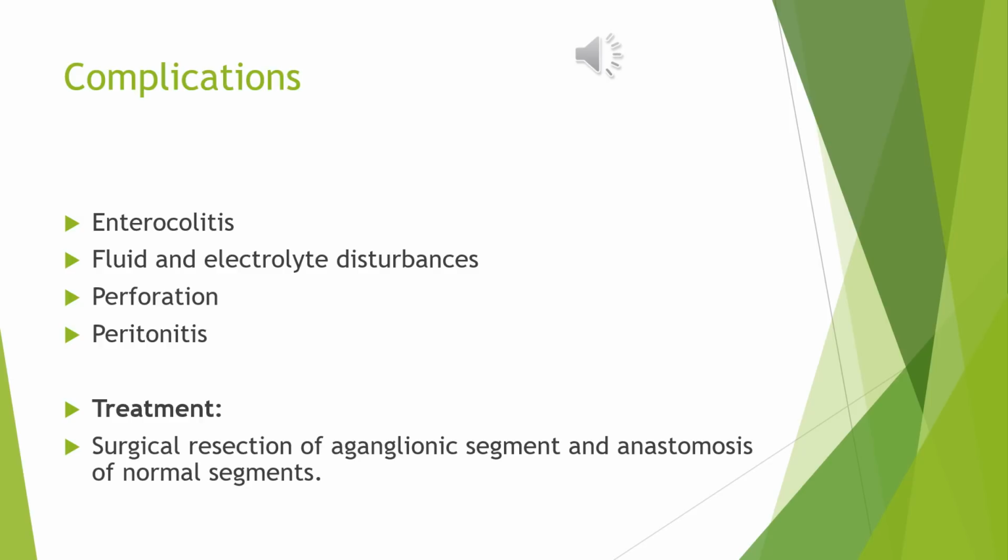The dilated megacolon is under the risk for perforation and peritonitis. The treatment, as I said, is resection of the aganglionic segment after being sure of the diagnosis, and anastomosis of the normal segments together. And the patients usually do well, but they need time to be adjusted to the new situation after the surgery.